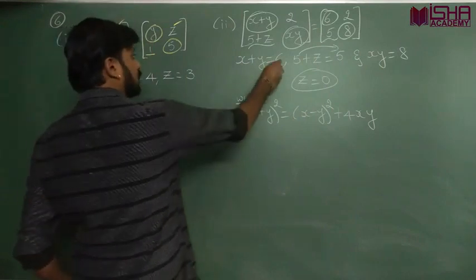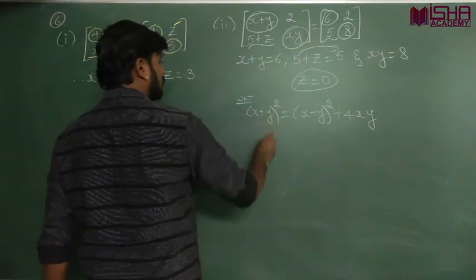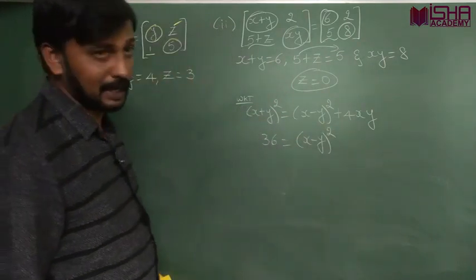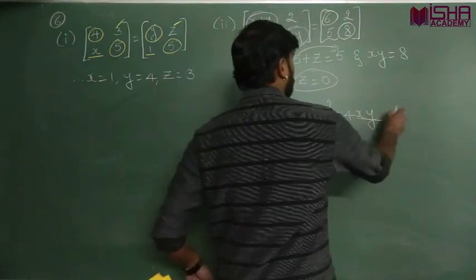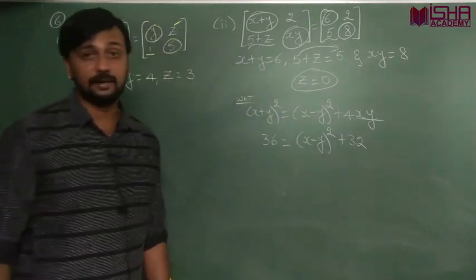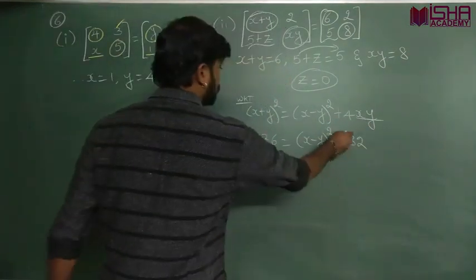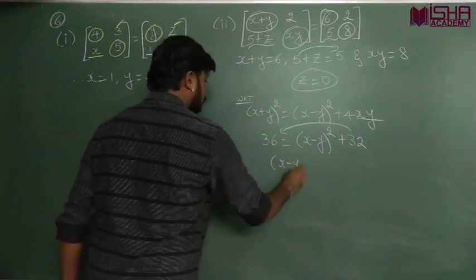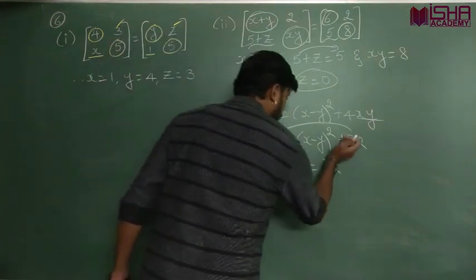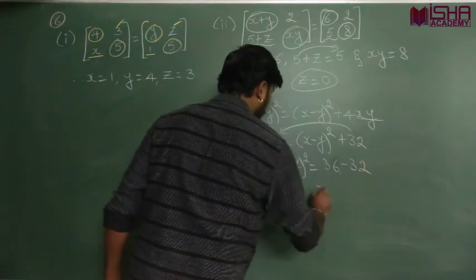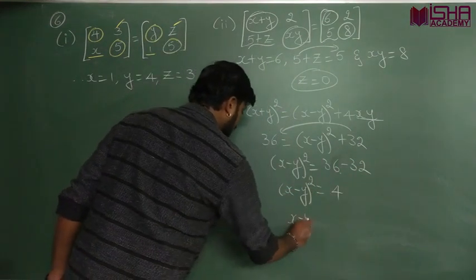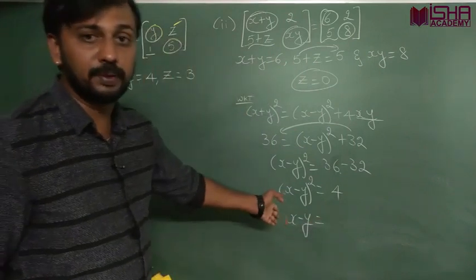Now here, x plus y is given as 6. So 6 squared, 36, equals (x minus y) whole squared plus 4 into xy. What is xy? It is 8. So 4 into 8 is 32. Can we write that? 4 into 8 is 32. So 36 minus 32. So (x minus y) whole squared equals 36 minus 32, that is 4. So what will be x minus y? x minus y is equal to plus or minus 2.